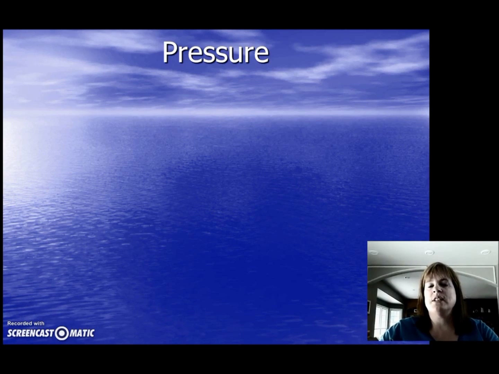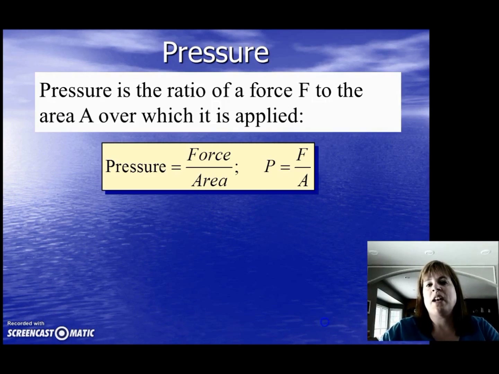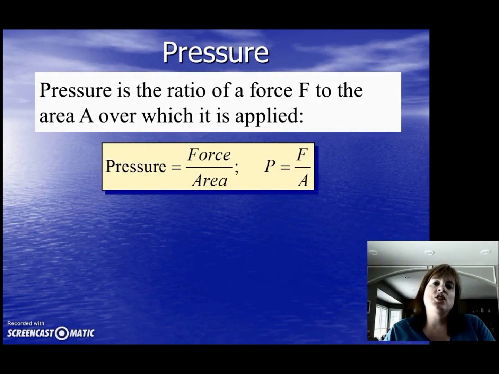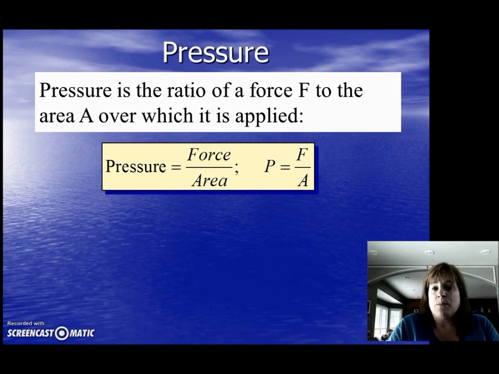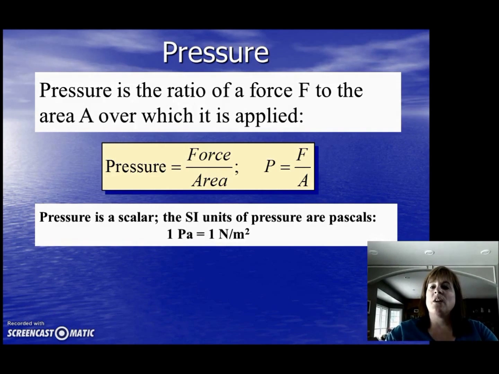So what pressure is from a calculation or a mathematical standpoint, pressure is the ratio of the force applied, in this case by the fluid, over the area over which it's applied. So pressure is force over area. The SI unit of pressure is the Pascal. A Pascal is a Newton over meter squared, which makes sense because force is in newtons and area is in meters squared. Now, a couple things you should know about fluid pressure.